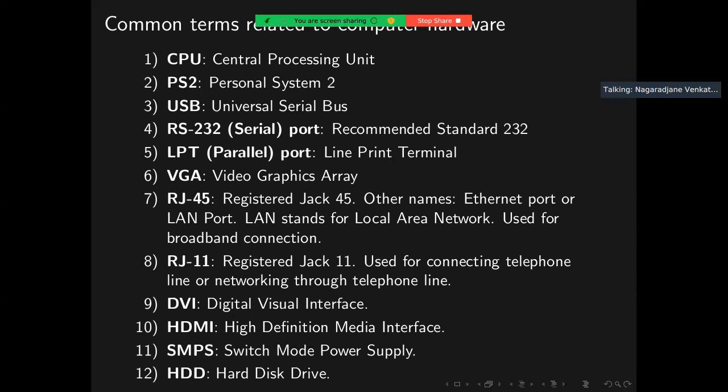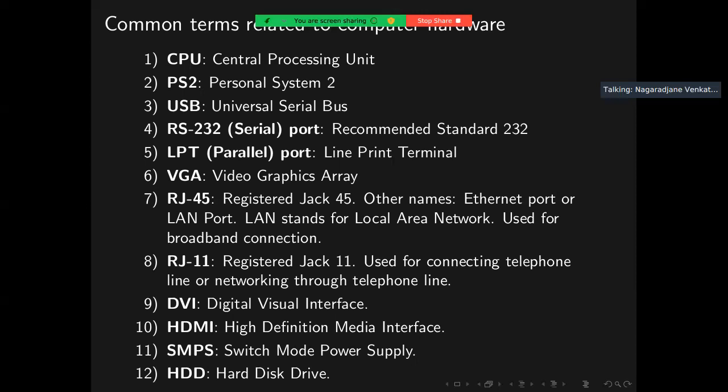Then HDMI, high definition media interface. Once more, high definition media interface. Then SMPS stands for switch mode power supply. Once more, switch mode power supply. Then HDD, hard disk drive. HDD stands for hard disk drive.